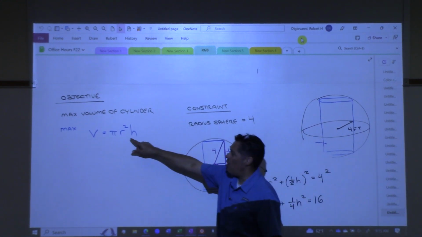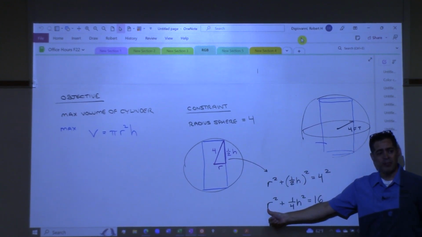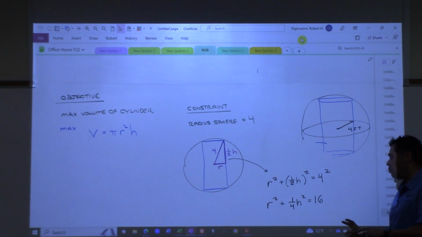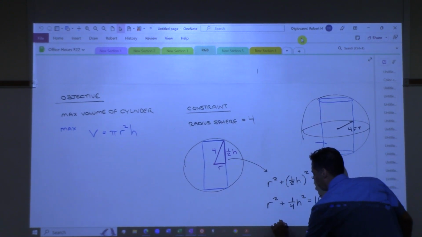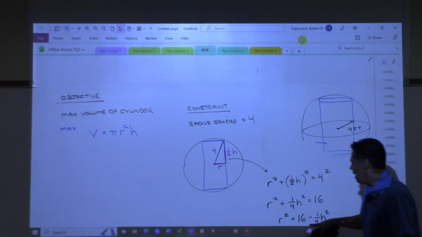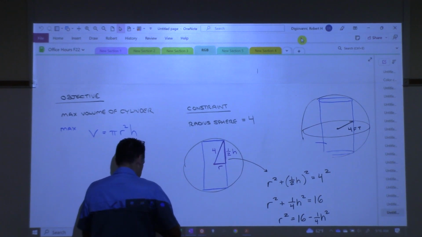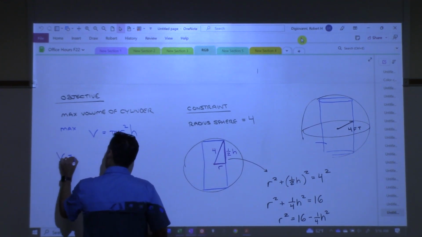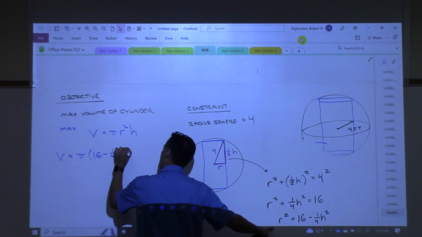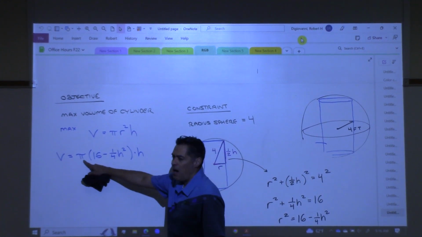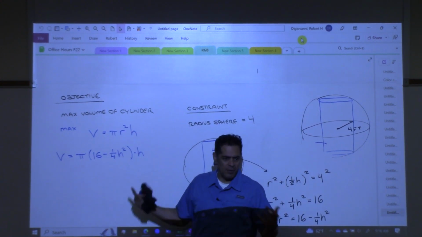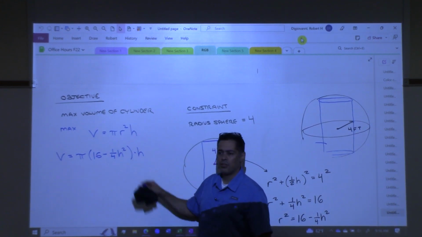But because my formula over here has r squared in it, and this also has r squared in it, wouldn't it be easier just to solve for r squared and then just plug that in over there? We could do it either way. It'll work both ways, but I think solving for r squared is probably the more efficient way here. So I'm going to solve for r squared by subtracting 1/4 h squared on both sides. And then I'm going to take that answer and plug it in over here, and then my volume now becomes pi, r squared, which is this, 16 minus 1/4 h squared, times h. So pi, that's r squared, right? R squared is this. So notice I'm not squaring it, right? Because it's already squared in the formula, right? And then times h. Any questions?